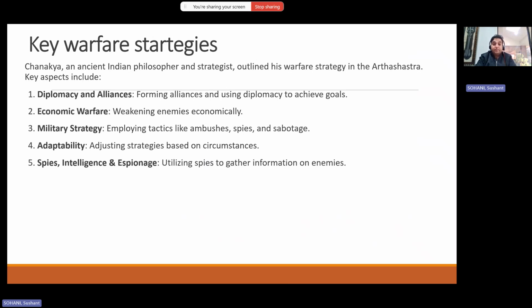The key aspects include diplomacy and alliances, which is forming alliances and using diplomacy to achieve goals. Second one is economic warfare, which means weakening enemies economically. Third, military strategy, employing tactics like spies and sabotage, as in taking military kinetic actions. Fourth one is adaptability, adjusting strategies based on circumstances. And the fifth one is spies, intelligence, and espionage, utilizing spies, or you say agents, to gather information on enemies. So let's see one by one.